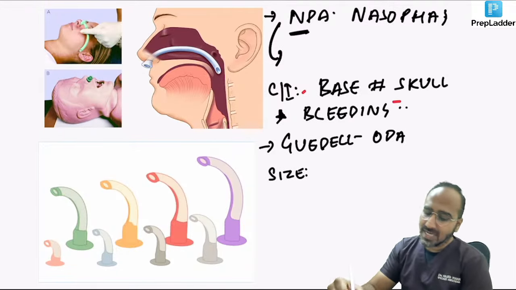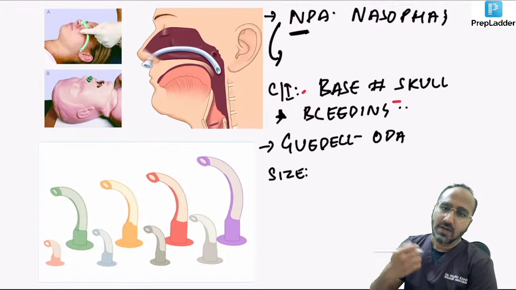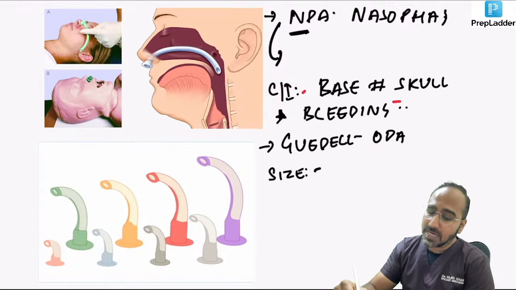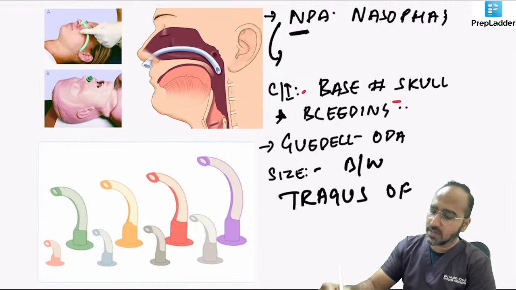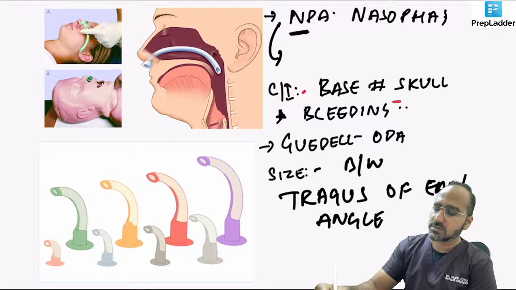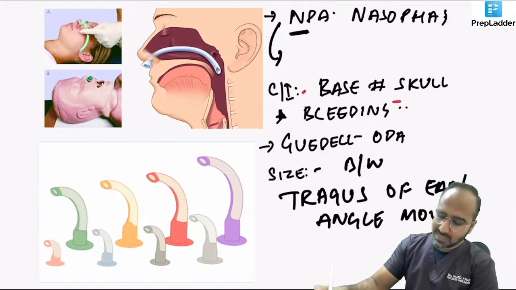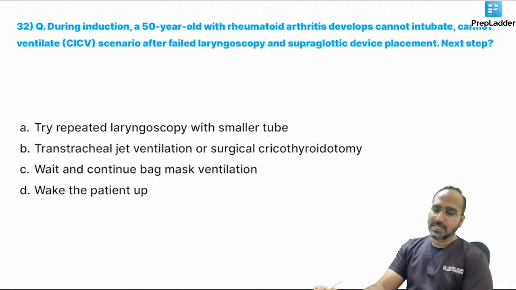Okay? Guedel's airway. Guedel's airway is an oropharyngeal airway. Guedel's airway size can be determined by how, guys? By keeping it between the tragus of the ear and the angle of the mouth. Okay, that's regarding the Guedel's airway. Now, guys, next.